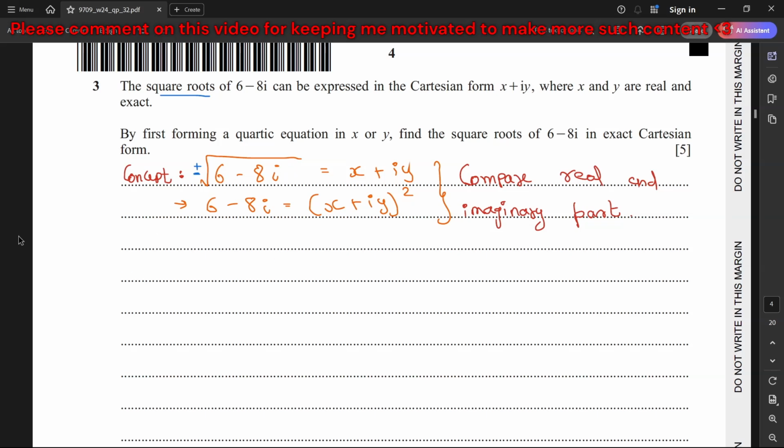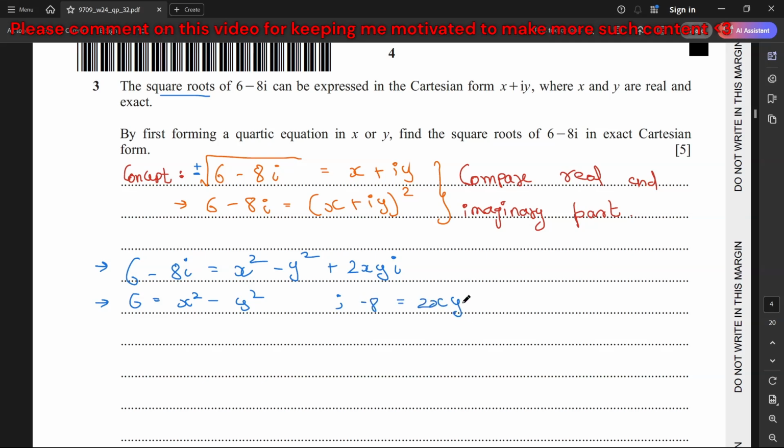So now, based on this idea, let's go ahead and try to solve this. So I know that 6 minus 8i can be written as x squared plus i squared y squared. So i squared is minus 1, so minus y squared, then plus 2xiy or 2xyi. I know that i is just an iota, so I'll just write 2xy together. And I'm going to compare my real part with real. So from here I can get 6 is equal to x squared minus y squared. And from the imaginary part, I'm going to get that minus 8 is equal to 2xy.